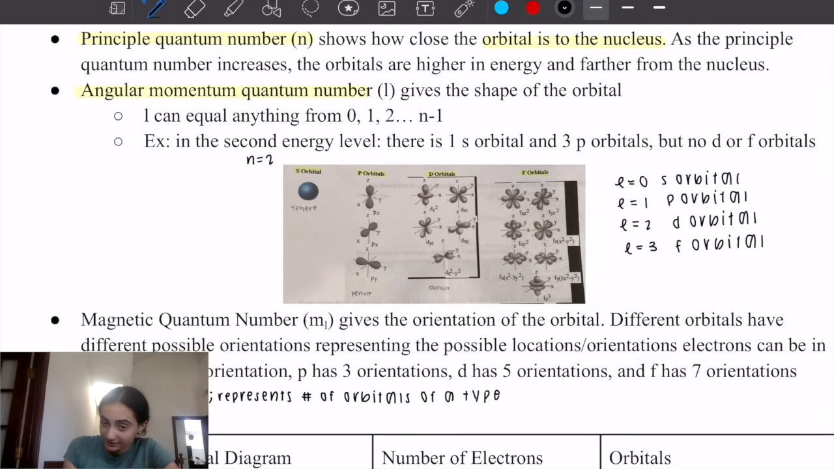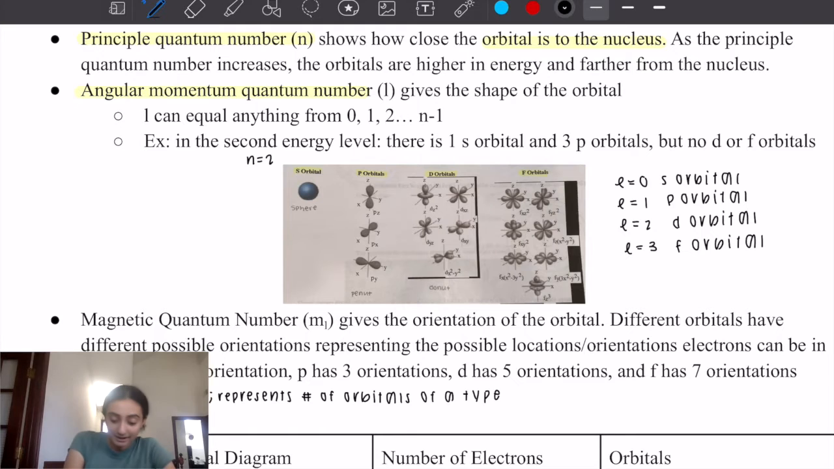And if L equals 0, that represents an s orbital. If L equals 1, that represents a p orbital. If L equals 2, that represents a d orbital. And if L equals 3, that represents an f orbital. So in the second energy level, an element would only have one s orbital and three p orbitals. There would be no d or f orbitals.